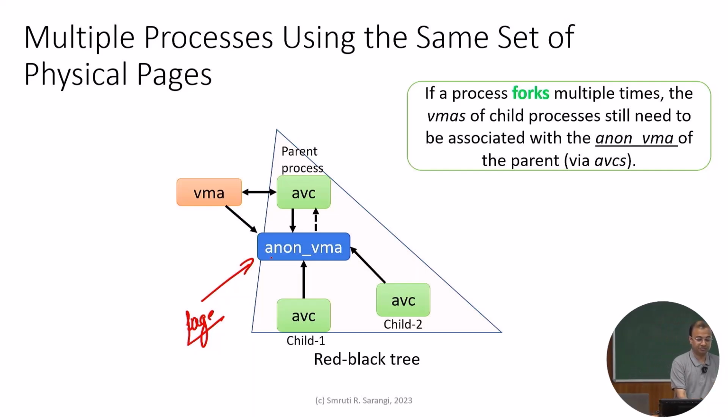I am going to an Anon VMA, right? My Anon VMA is a part of some process, I don't care. That has a pointer to a red-black tree. The red-black tree stores a list of all the AVCs. AVCs, mind you, are just connectors. Okay, AVCs are just connectors. It stores a list of all the AVCs across processes that actually this page is being mapped to.